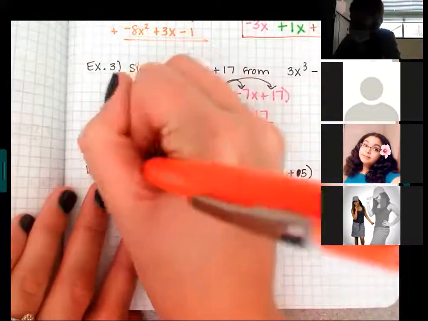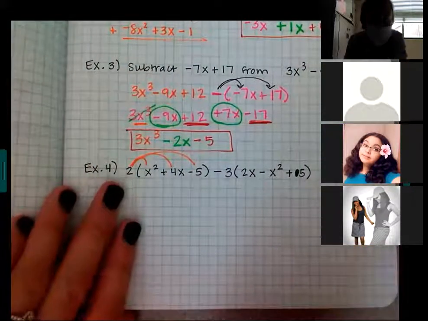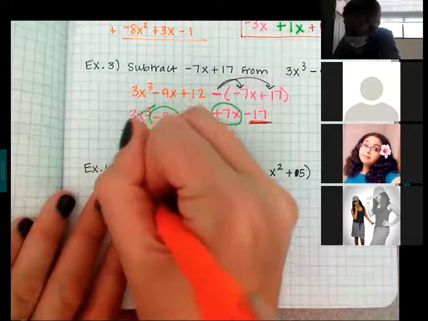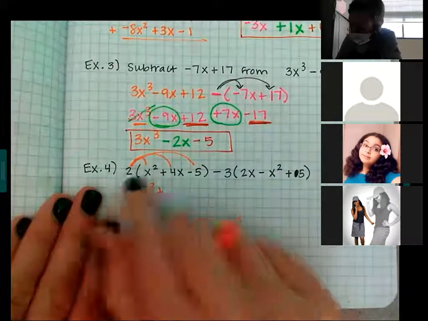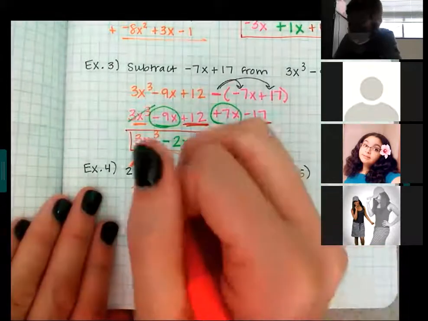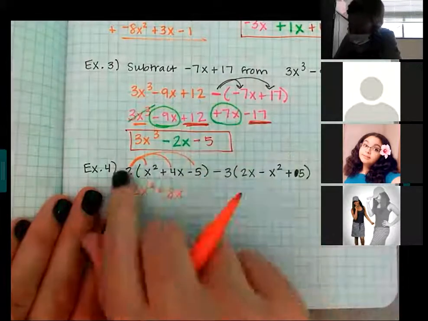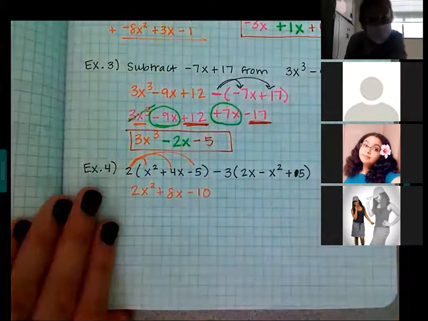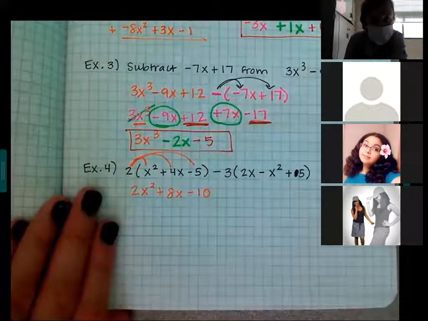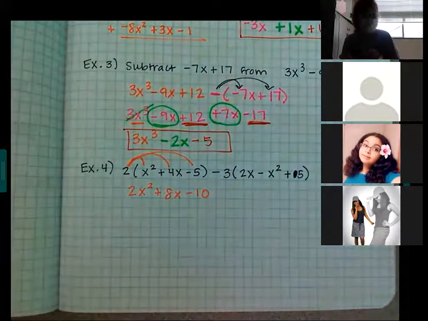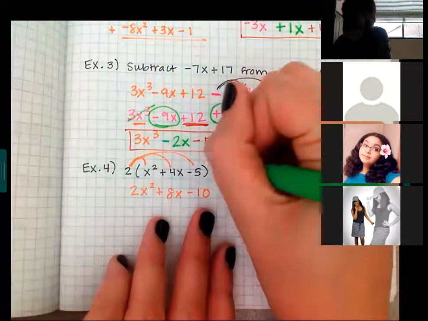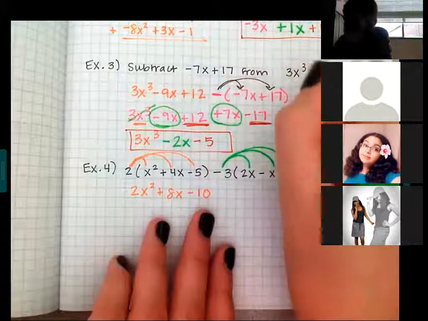What would you get in this first one when you distribute the 2? 2x squared. Good. Plus, what's 2 times 4? 8x. Good. And then 2 times negative 5 is? Negative 10. There we go. Did y'all get that at home? You got that? Good. All right, then the second one, Jordan, did you get that first part right? Oh, no. Then the second one, distribute negative 3 to everything.